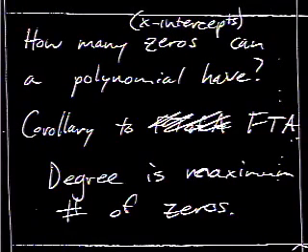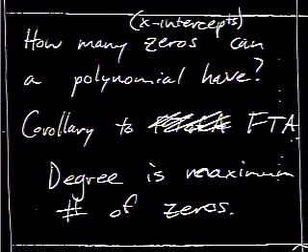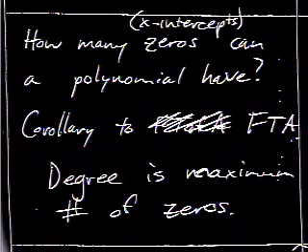How many zeros or x-intercepts can a polynomial have? That's a good question. The fundamental theorem of algebra. Here, let me just read it to you. If p of x is any polynomial of degree n greater than or equal to 1 with complex coefficients, then p of x equals 0 has at least one complex 0.